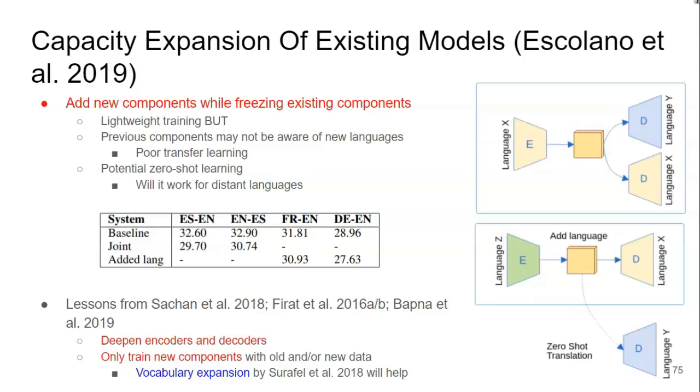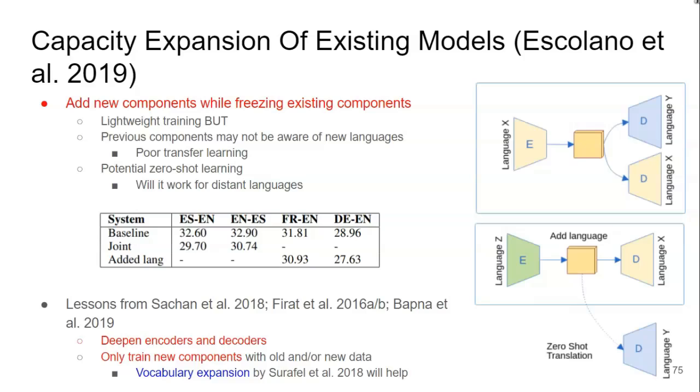Now, the advantage of this method is that the training is very lightweight because you only update a very small set of parameters. But the disadvantage is that the previous components might not be aware of the new languages. So zero-shot learning might work, but not all the time. In their experiments, they've mostly focused on very closely related languages such as Spanish, French, German, and English. And it would be nice to see if this kind of zero-shot translation works for distant languages or not.